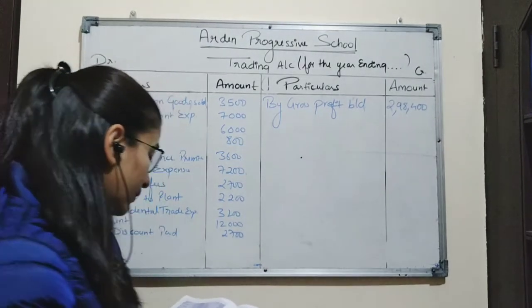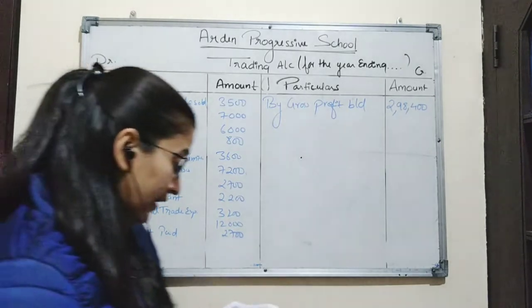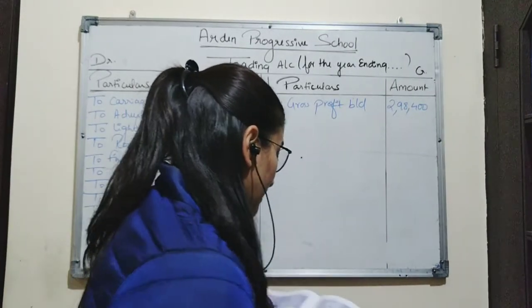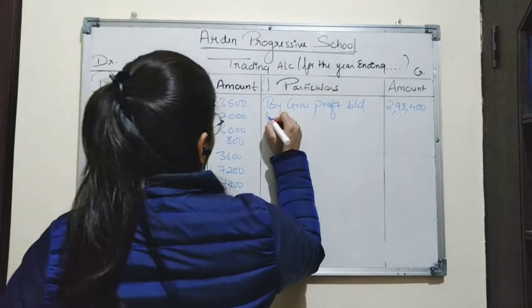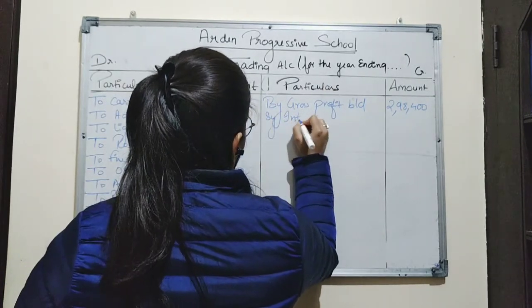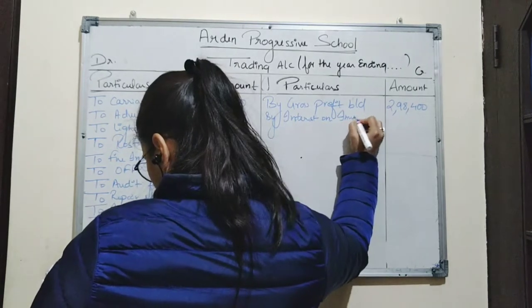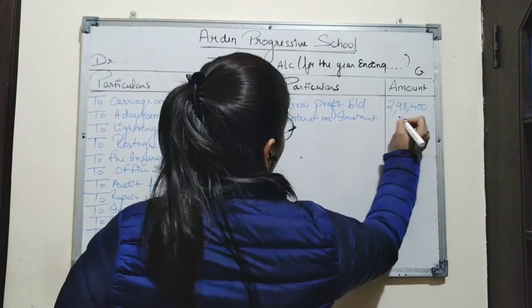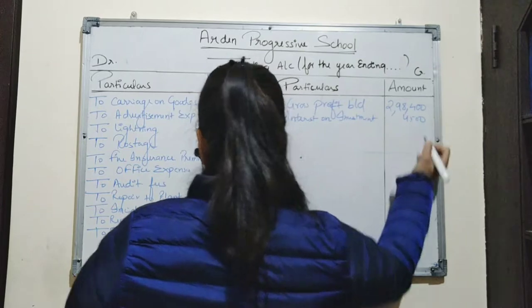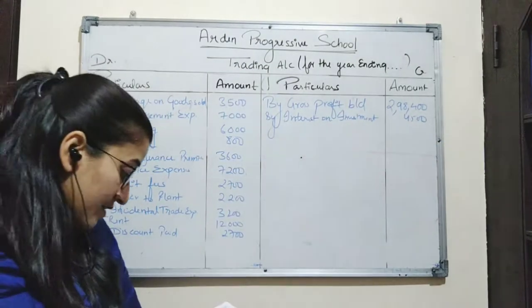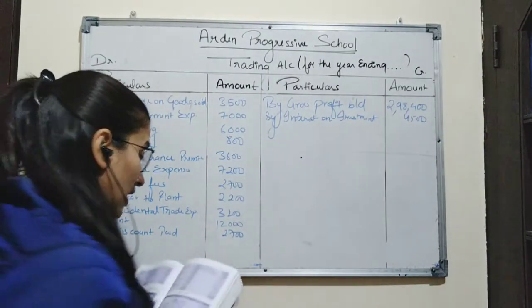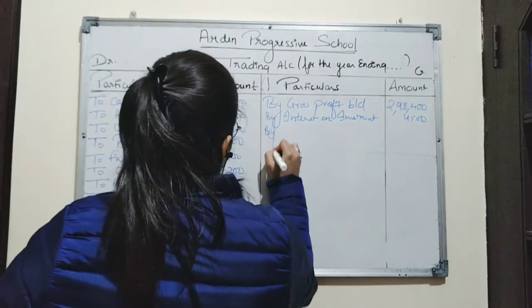Now moving forward to the income, indirect income. So indirect incomes are by interest on investment. Amount is 4500. And the last income is discount on purchases.